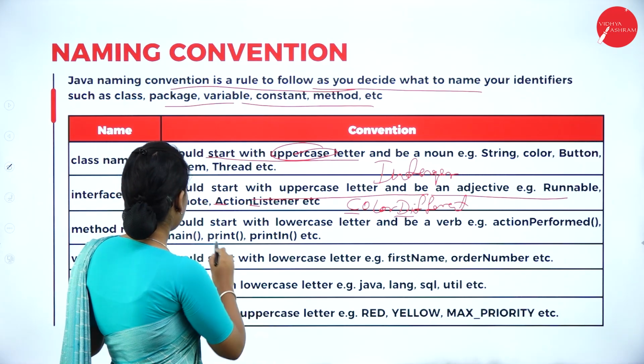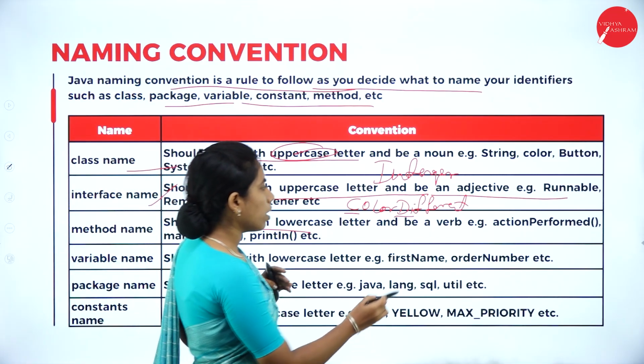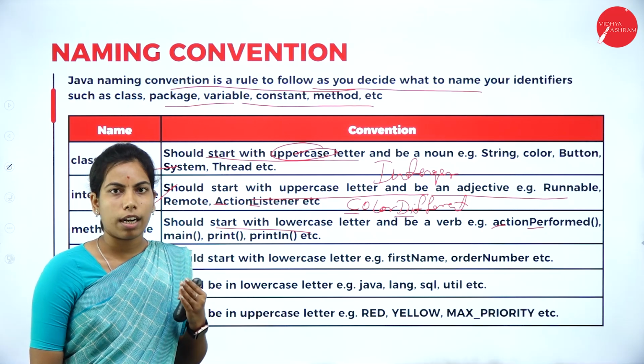And come to the method name. Method name always starts with lowercase. The first word should be lowercase, and the next word should start with a capital letter.